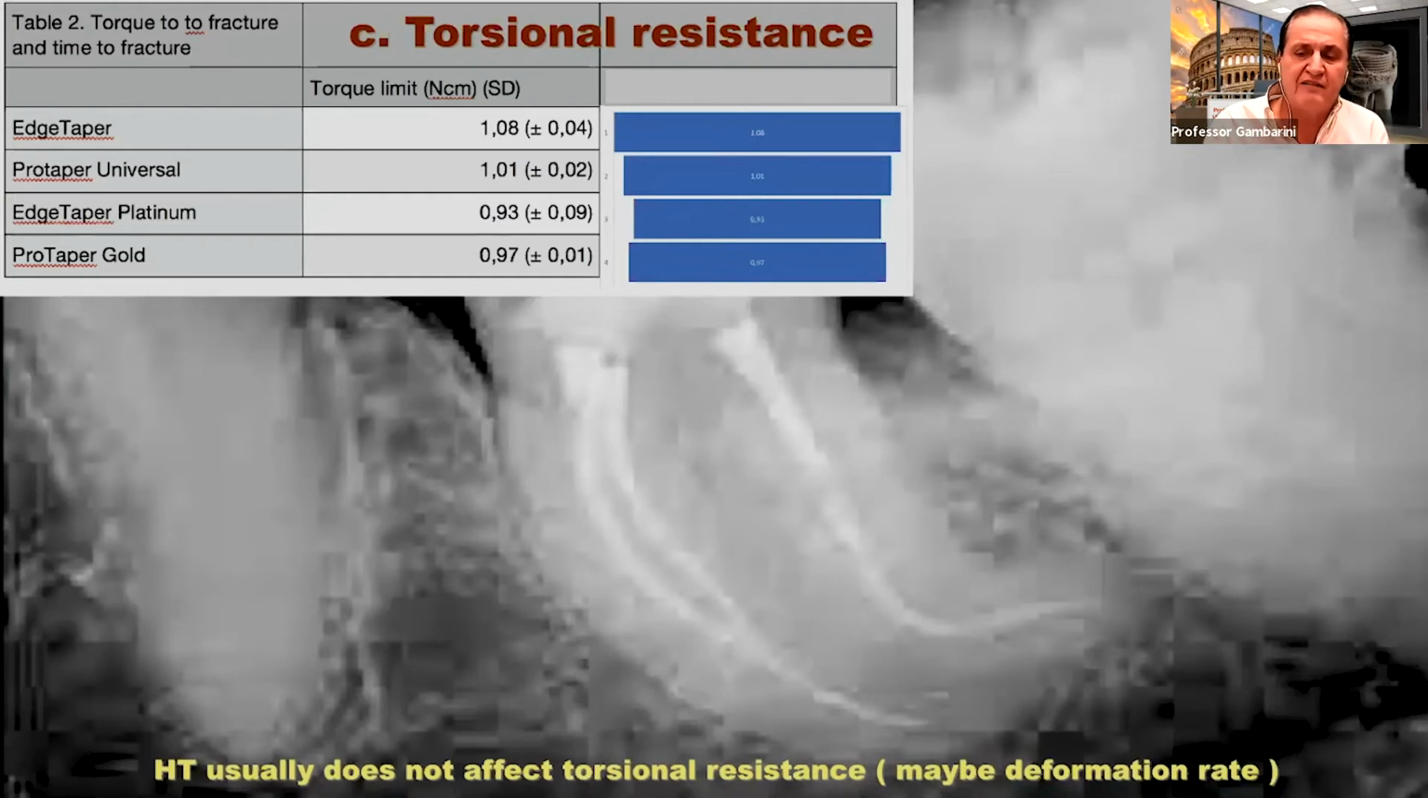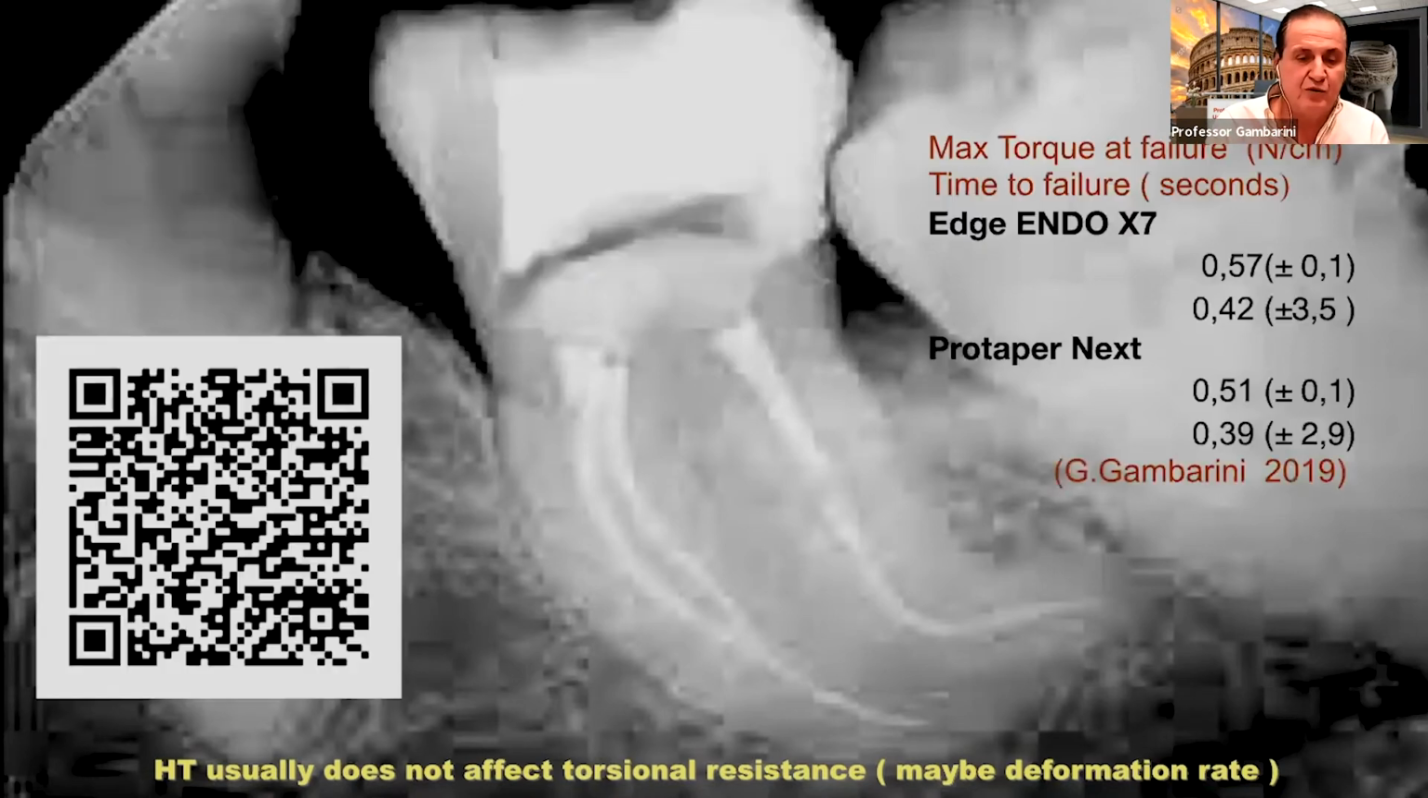In terms of torsional resistance, there's not a big difference. Well, there is no improvement actually in the torsional resistance by heat treatment. In most of the cases, we may say that torsional resistance is less affected by the heat treatment. So we have to think about how we can reduce torsional stress on the file. Because the heat treatment allows us to improve very easily flexibility and resistance to bending, what can we do now for the resistance to torsion?